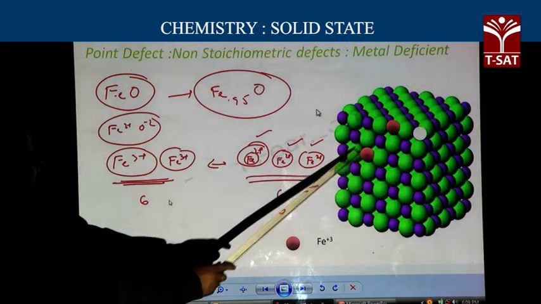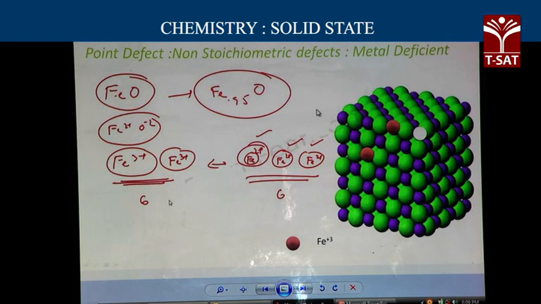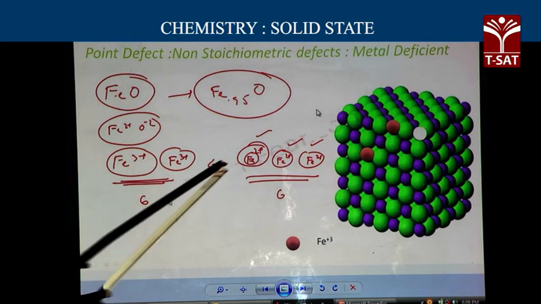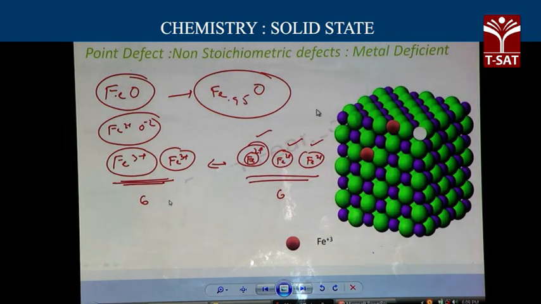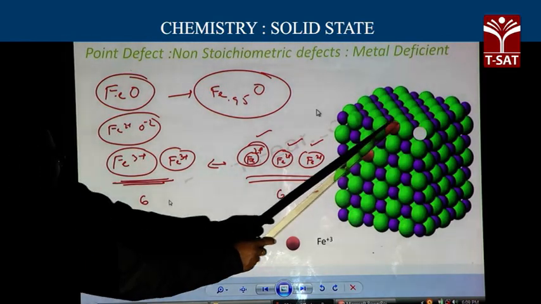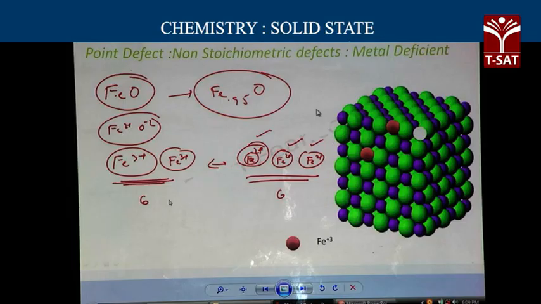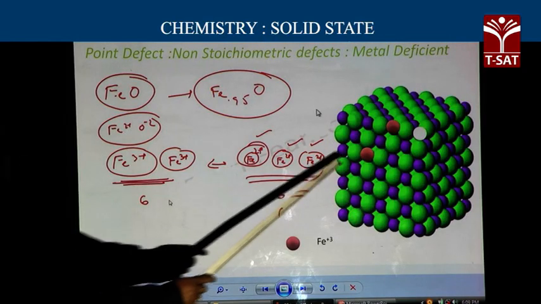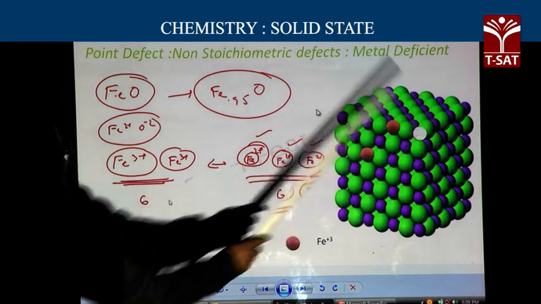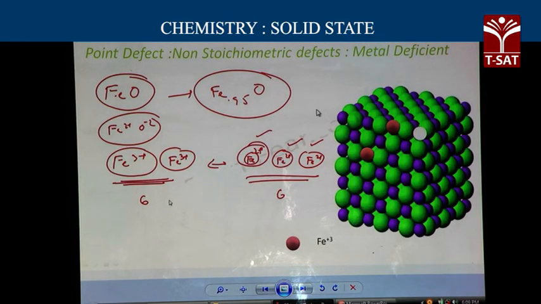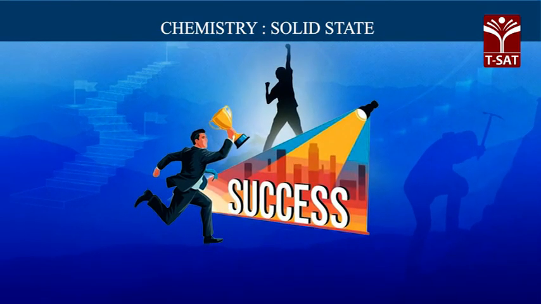So, by introducing 2 Fe3+ ions, 3 Fe2+ ions should be removed. So, previously here and here Fe2+ ions were there. As Fe3+ ions enter, for 2 Fe3+ ions, one cationic vacancy occurs. So, cationic vacancy is nothing but metal deficiency defect. So, this is observed mainly in FeO type of crystals.